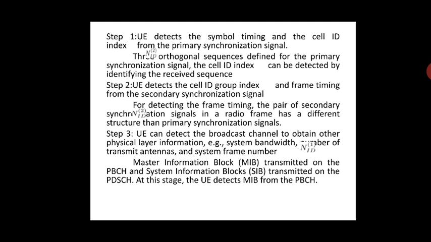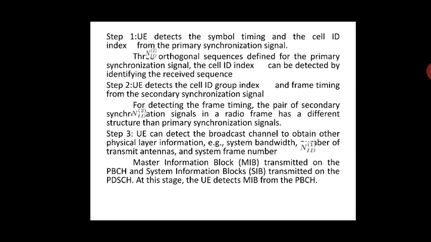In the second step, it detects the cell ID group index. Because, as I previously gave, there are like 3 cells in one cluster, and like this we have groups. So which group does the cell belong to? For detecting the frame timing, the pair of secondary synchronization signals in a radio frame has a different structure than the primary synchronization signal.